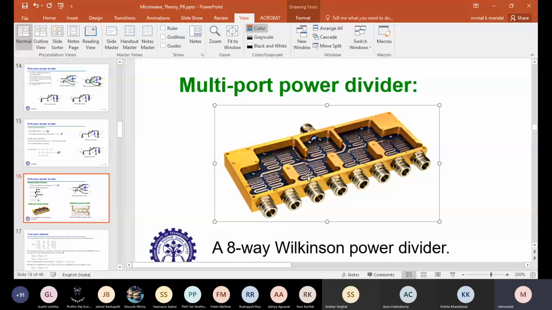And it will come with a cover. This is for weather protection. And from the output side, you can connect your coaxial cable here. Okay, so now you also have enough knowledge to design this.